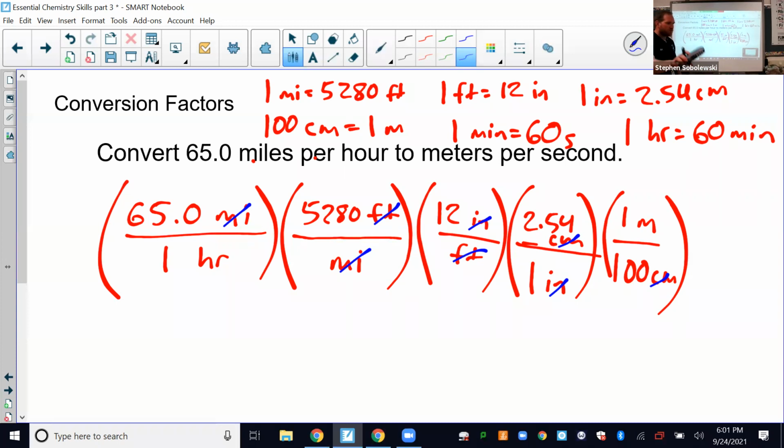Let's just keep working right through it. Keep with the setup here. How do we go from hours to seconds? Well, it's going to be a 2-step process. First step, hours to minutes.